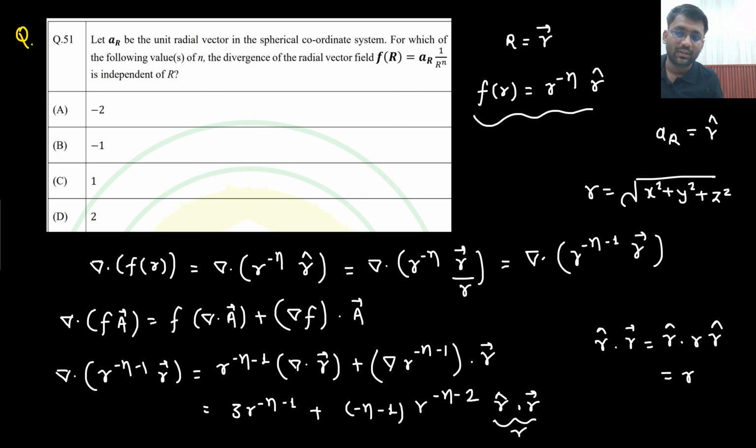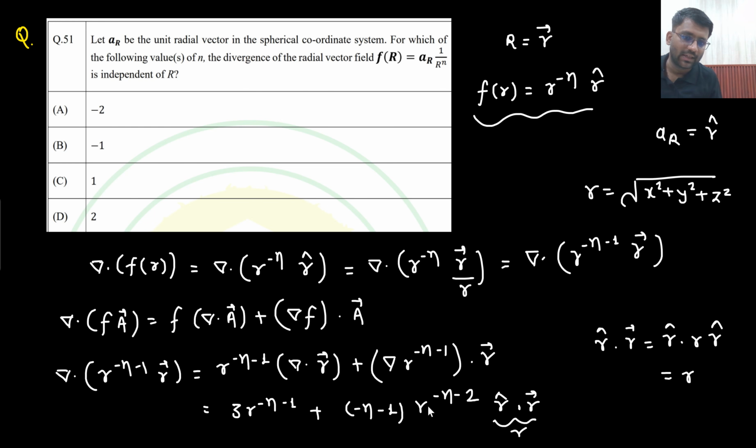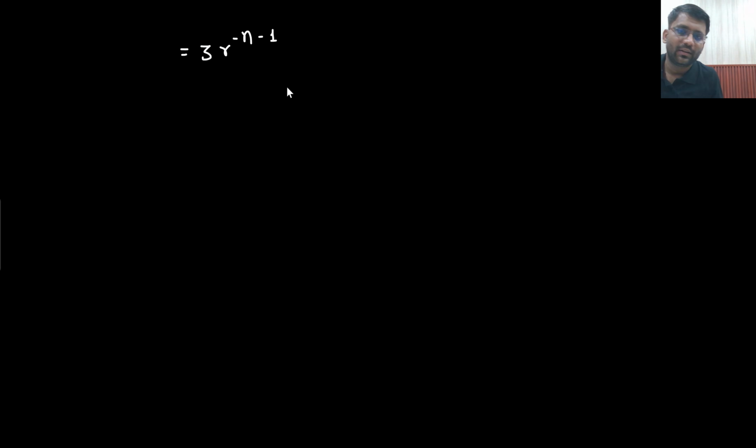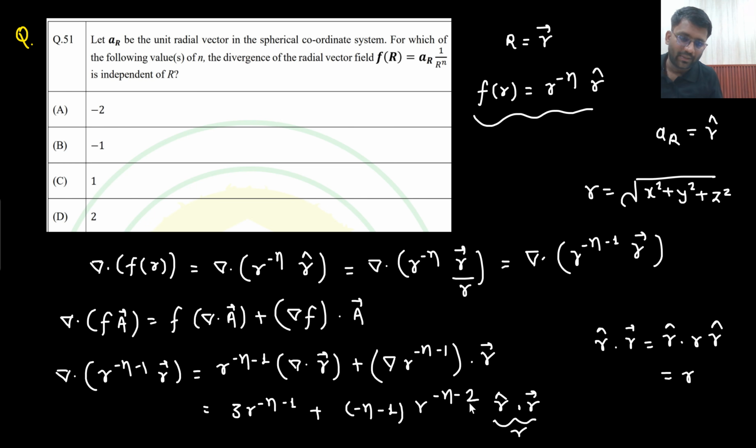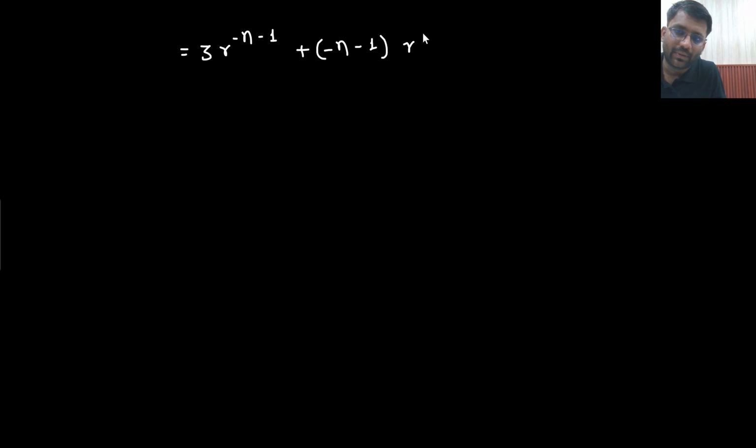So eventually the result that we are getting is 3 r to the power minus n minus 1. Then plus, this is r only, so r to the power minus n minus 1 again, with minus n and minus 1 here. This will become r to the power minus n minus 1 because this is r only. So you take r to the power minus n minus 1 as common. What are you getting? 2 minus n inside. 3 minus 1 will be 2 only.